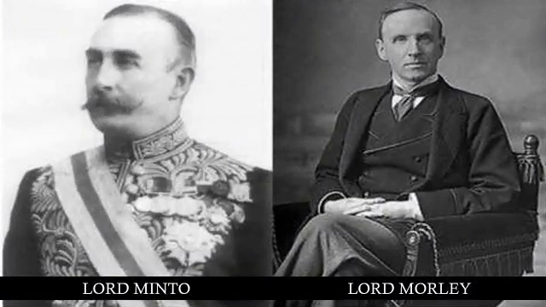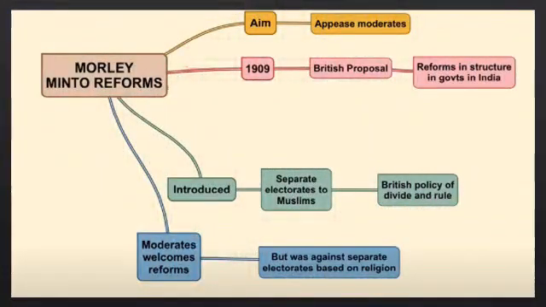In 1909, an act known as the Morley-Minto Reforms was passed. The main initiative of this act was to divide and rule the Indians by a system of separate electorates for the Hindus and Muslims.